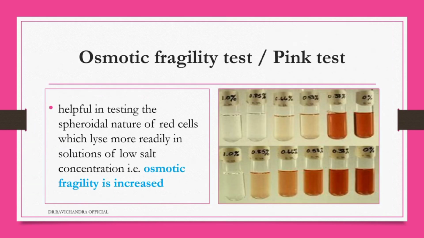Coming to the osmotic fragility test. It is helpful in testing the spheroidal nature of red cells, which lyse more readily in solutions of low salt concentration. That is, osmotic fragility will be increased. We have to take 12 test tubes with different concentrations of sodium chloride, and a blood drop is added to each sample, and you have to note down the hemolysis starting point, and thereby you can note the osmotic fragility.